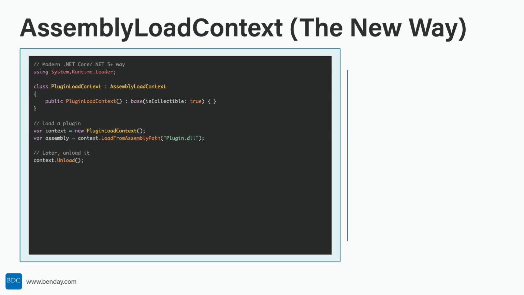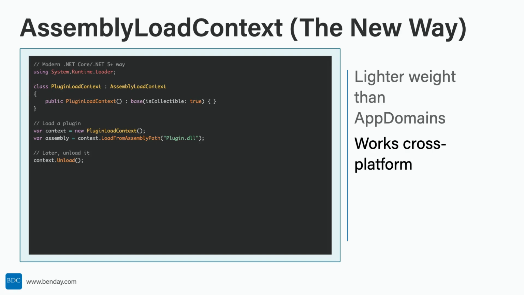If you do need to load and unload assemblies in modern .NET, here's how you do it. AssemblyLoadContext is much simpler than AppDomains. Less isolation, but also less overhead. It's the right trade-off for most scenarios. Unlike AppDomains, this works everywhere. Windows, Linux, Mac, even mobile platforms. Write once, run anywhere, including your plugin system. But here's the truth. You probably won't need this. It's mostly for framework authors and people building plugin systems. Most apps just load assemblies and leave them loaded.